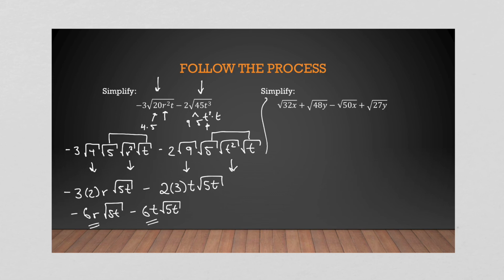Now the last one, 32. Well, I know 32 is 16 times 2. 16 is a perfect square. 48. Well, I know that 48 is actually 16 times 3, so I have another perfect square. 50, well, that's 25 times 2, and 27 is 9 times 3. So I've identified perfect square factors.